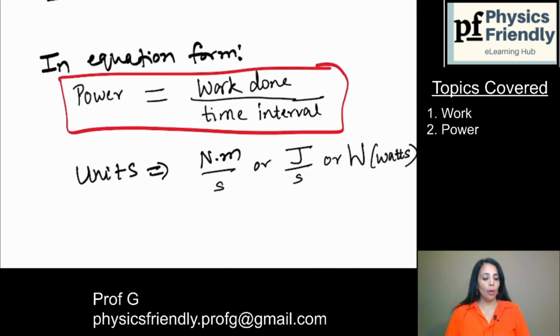As an equation, it's work done over a given time interval. So units for work done, of course we know, are Newton meter, and time is measured in seconds, so that would be Newton meter per second, or joules per second, or we have a new term here called watts. So power is also measured in watts in honor of James Watt, 18th century developer of the steam engine.